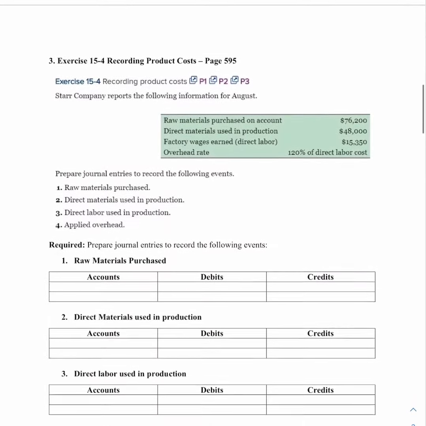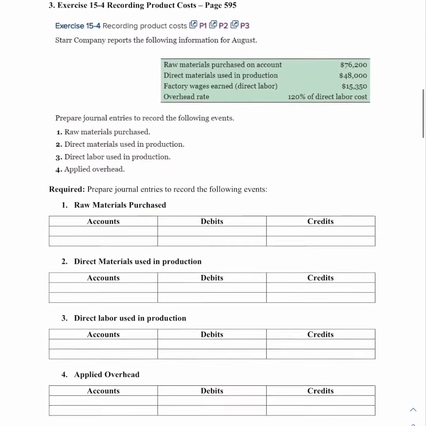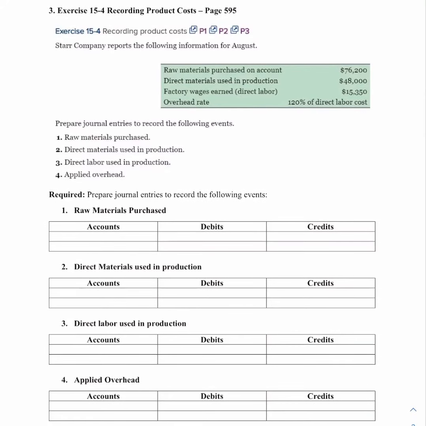Now here with question number 3, they give us some information, and they say Star Company reports the following information for the month of August. And here, they're going to want us to actually do some journal entries. So, just like in our financial accounting, where we had a lot of journal entries, we're going to be seeing quite a few journal entries in this course as well. So take the time now, get familiar with them, and it will make your life easier as we move on through the rest of the semester. So let's tackle this question together.